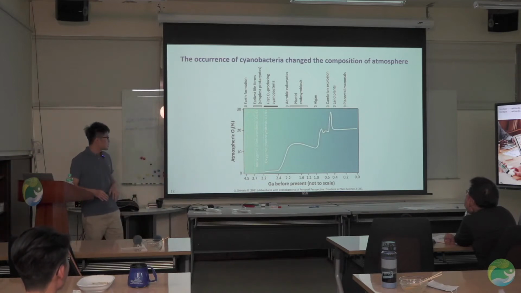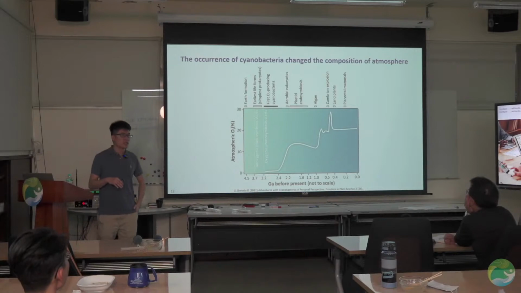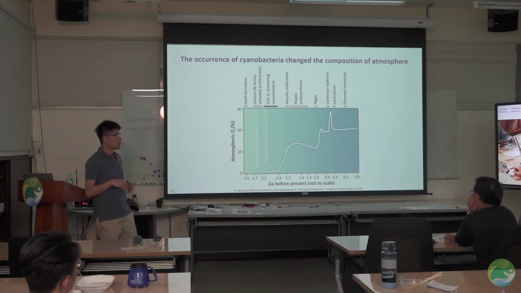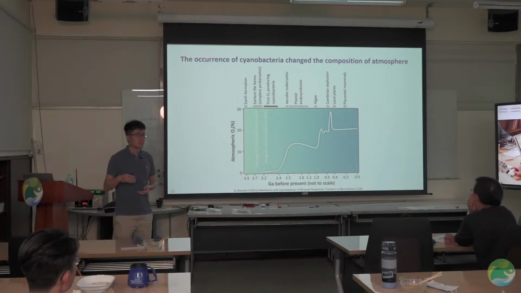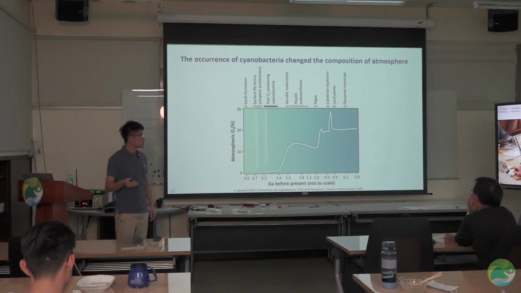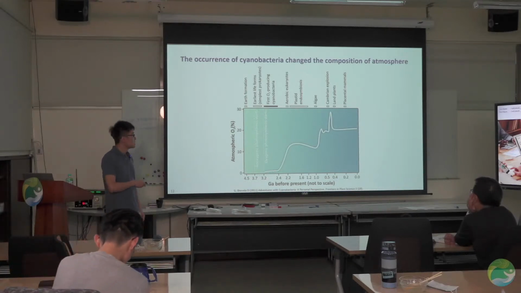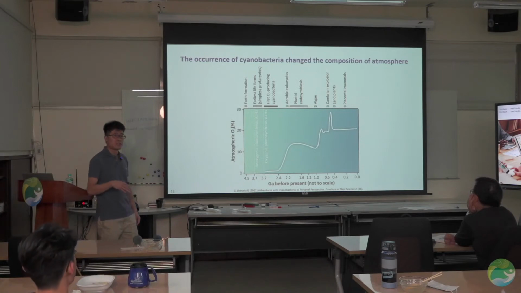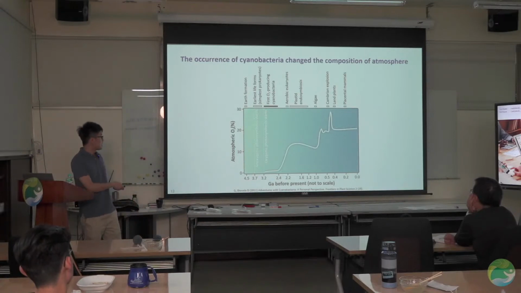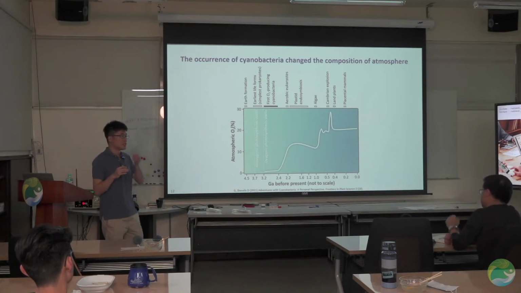So I guess this is related to the topic of this seminar. It's about global climate change, and if you go back to history, the first climate change was done by cyanobacteria because they changed the composition of the air. And what happened after cyanobacteria changed the composition of the atmosphere?